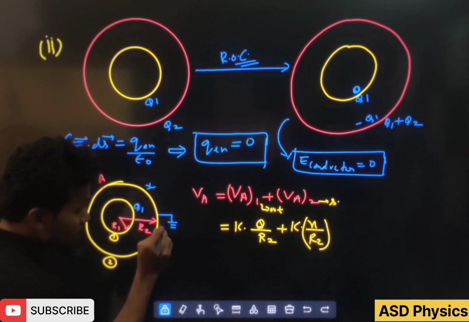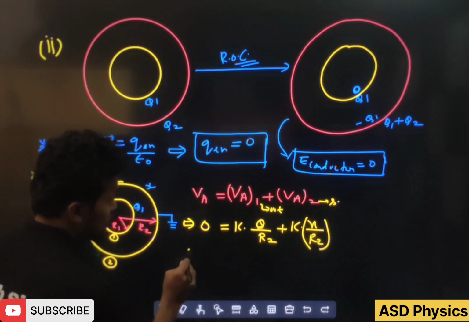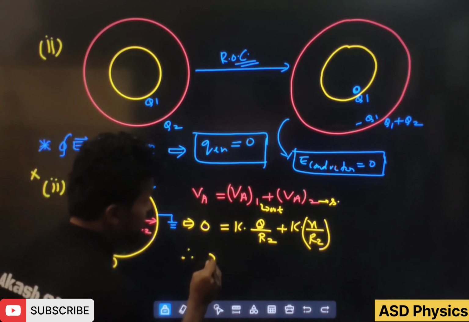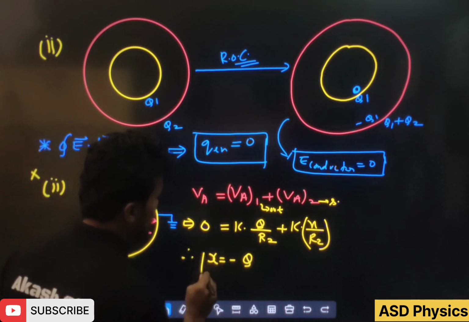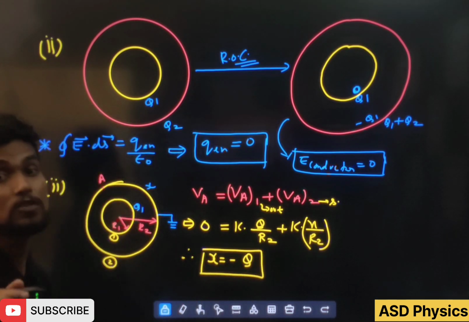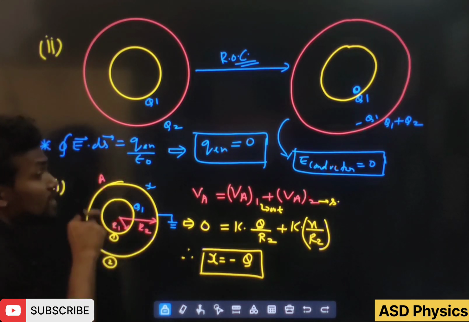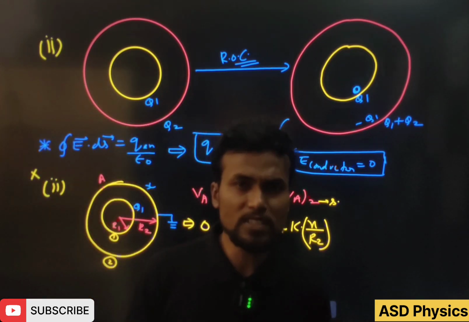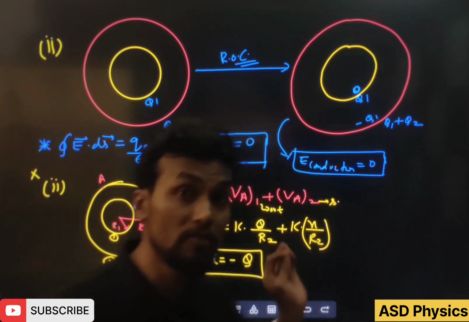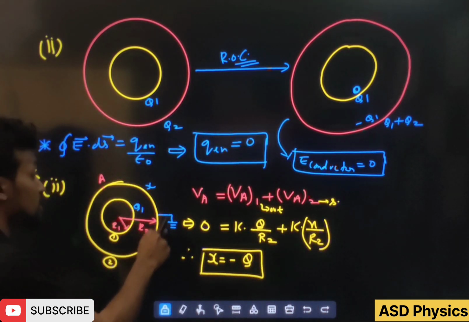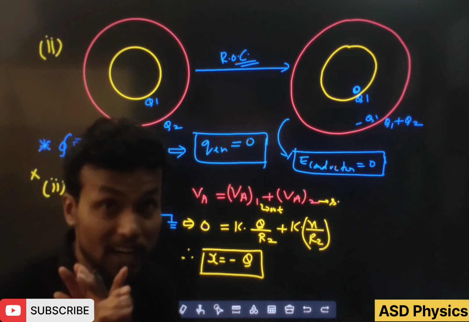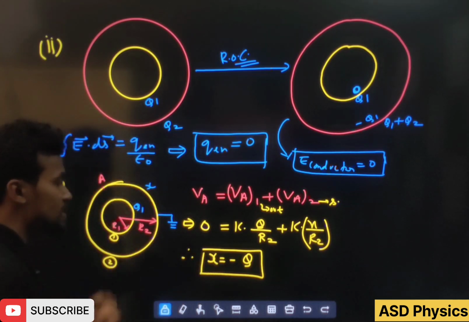And when we connect it to the ground, the potential will become how much? 0. So when you simplify this, you know what will come? X equal to minus Q. That means the minus Q charge will be there on the conductor. What I have told you: isolated means the total charge will go into the ground. But whenever multiple conductors are there and it is grounded, the potential is 0, but the charge will not be 0. Minus Q charge will be there.